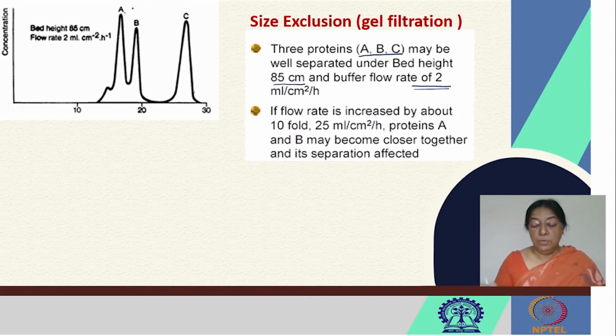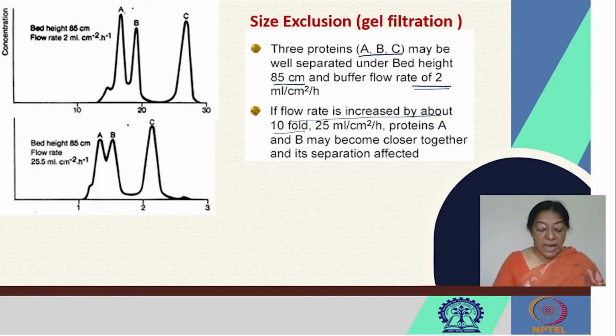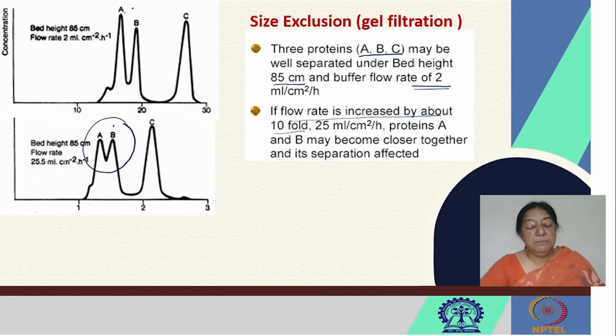If we now change the flow rate about tenfold, from 2 milliliters per centimeter squared per hour, what may happen is we do not have a good resolution for the two proteins A and B, as we see here, which were distinctly separated at this particular flow rate.